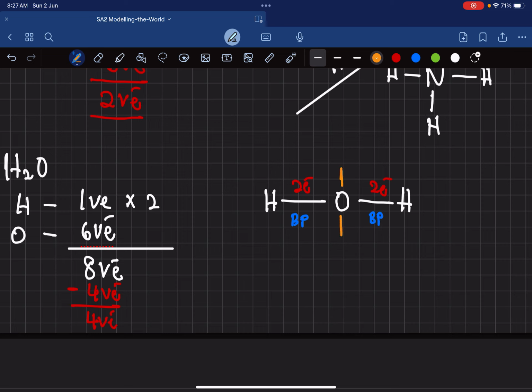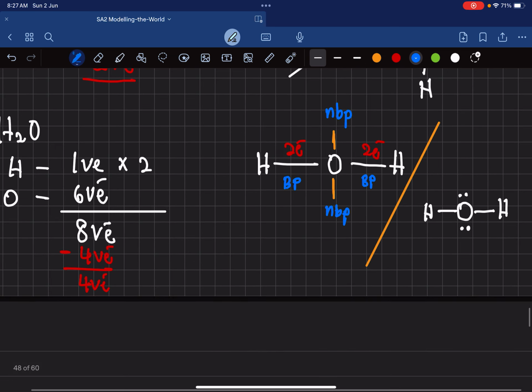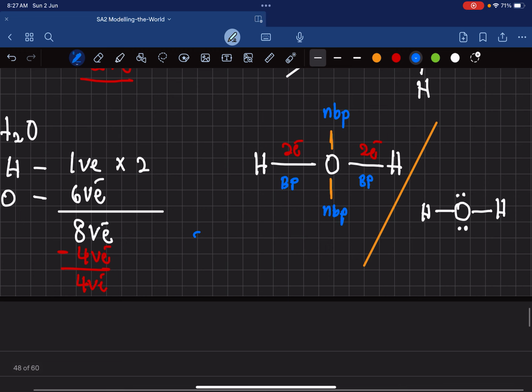I can do it like this, or I can do it like this. The choice is yours. How do you want to do it? You can put 2 dots above oxygen and 2 dots below oxygen, or a line. It's totally up to you. So in this example, this is a non-bonded pair and this is another non-bonded pair. Which means that in the case of water, you have 2 bonded pairs versus 2 non-bonded pairs.